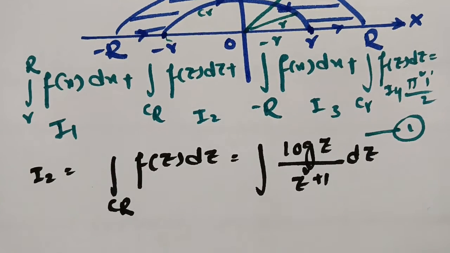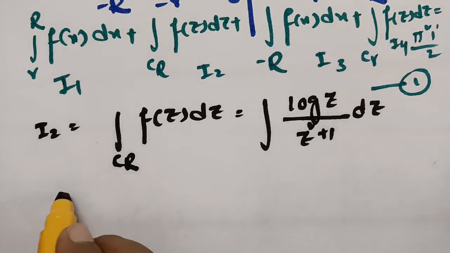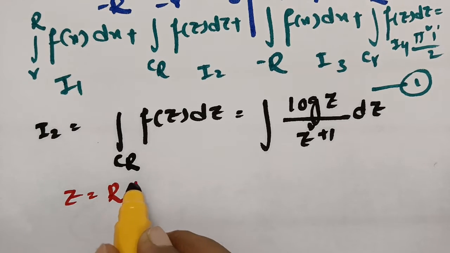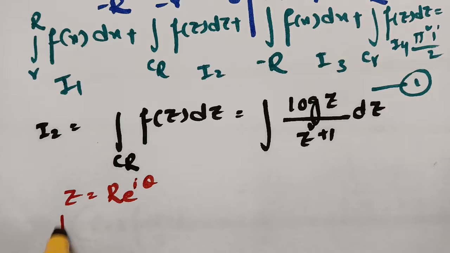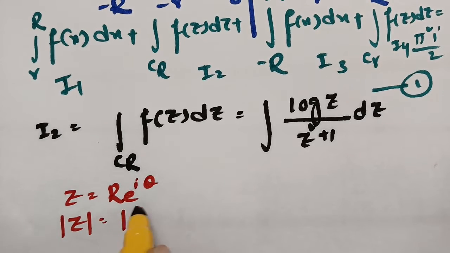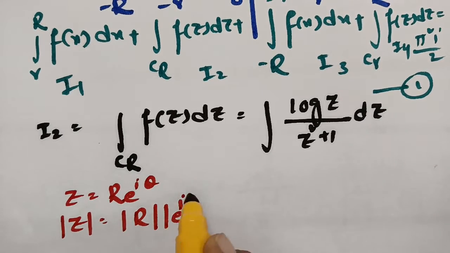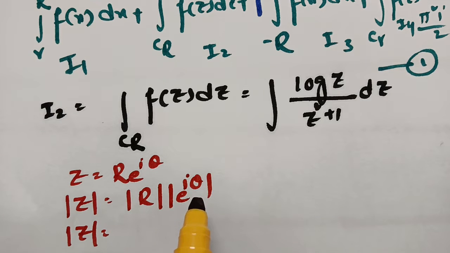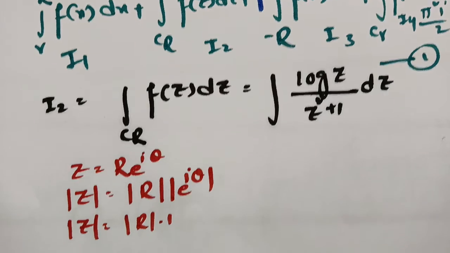So here what is our z value? z can be written as r into e^(iθ), where the radius is capital R. If I take the modulus, here it is modulus of r and modulus of e^(iθ). As you know, the modulus of cos θ plus i sin θ is nothing but root over cos² θ plus sin² θ, which is 1. So we got the value here as 1.